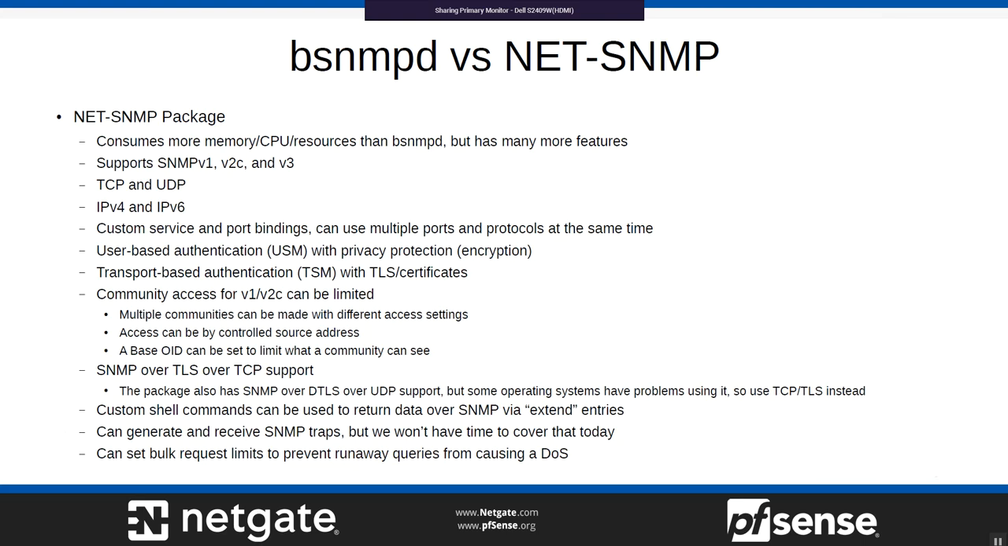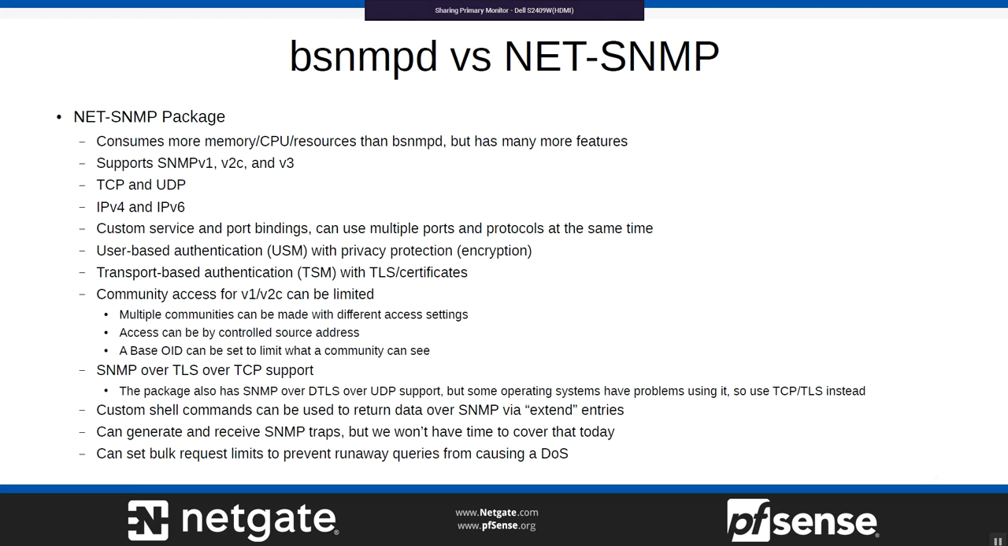You can limit community access for v1 and v2c, so you can do things like source address restrictions. You can set a base OID to restrict access to just a certain subset of SNMP data. So it's pretty flexible, a lot more flexible than BSNMPD with access controls. And you can also set a base OID for users as well. It also does SNMP over TLS over TCP.